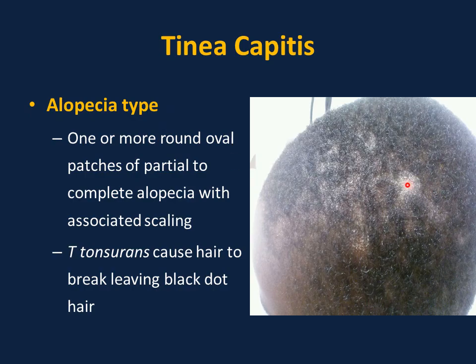In the alopecia type, the child will present with one or more round or oval areas of partial or complete hair loss, as you see here in this picture. Also, if you look closely, you will see the skin is covered with scales, and if you look more closely, you will see black dots because of broken hair.